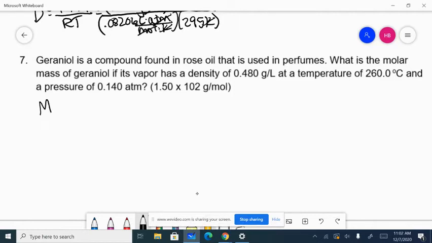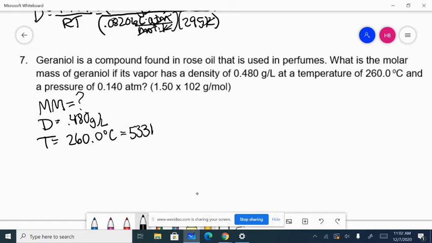So what is the molar mass? If it has a density of 0.480, temperature of 260 degrees Celsius. I'm going to change that to Kelvin right away. And a pressure of 0.140 atm. This is just plugging it into the formula.